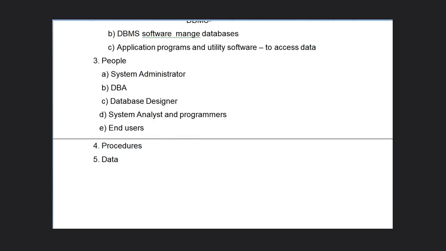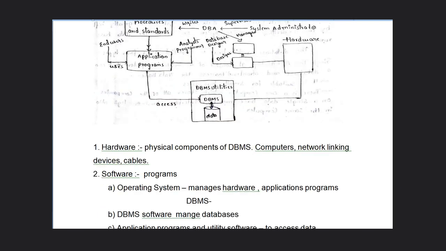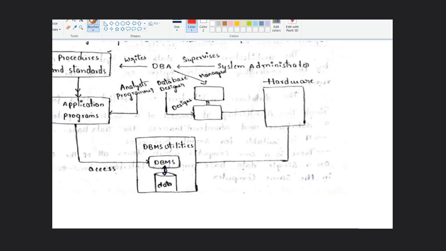Next, procedures. Procedures are the standards and rules that govern the design of a database management system. Data is a collection of raw facts. These facts are stored in the form of alphabets and digits in a database management system.